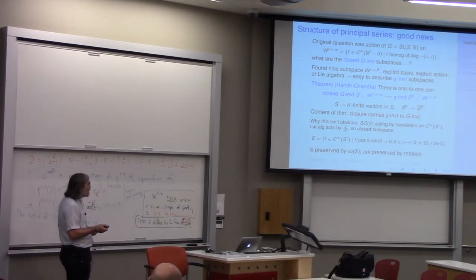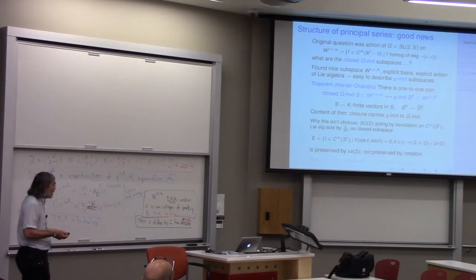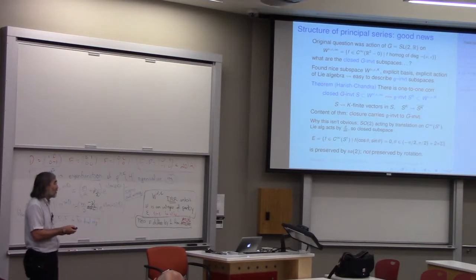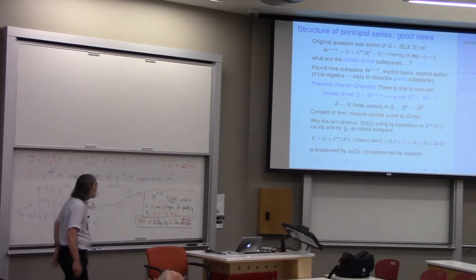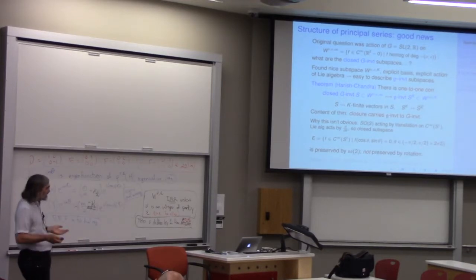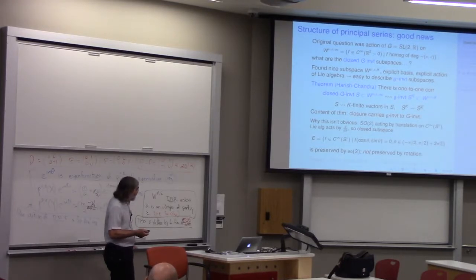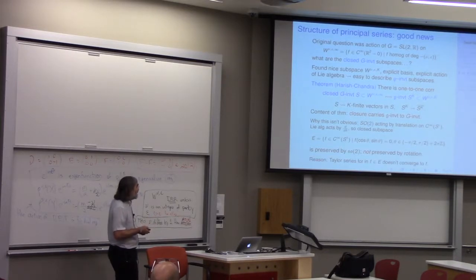So inside the smooth functions on the circle, you can look at functions that just live on the half circle. Perfectly good closed subspace of C infinity of the circle, and it's preserved by the Lie algebra because it's defined by a support condition, and differential operators don't increase support. But this living only on a half circle, that condition is not preserved by the group, it's not preserved by rotation.